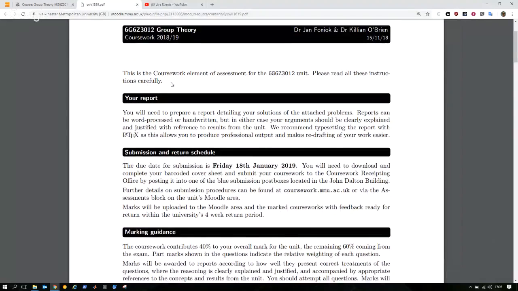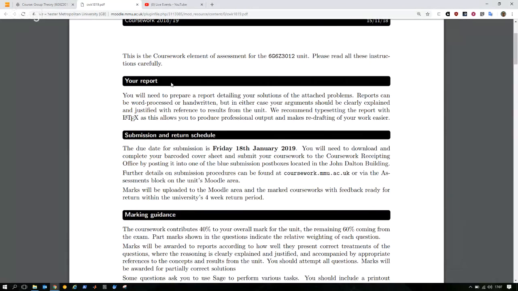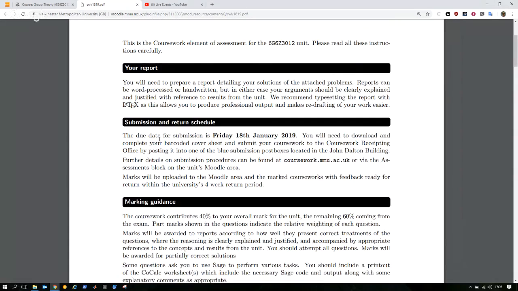Okay, so it's in the form of a report. We want you to submit solutions to these. We recommend typesetting the report, but it's not a requirement. But I think that's the best way to go about it, for drafting and redrafting your work. But we don't mind handwritten solutions either.